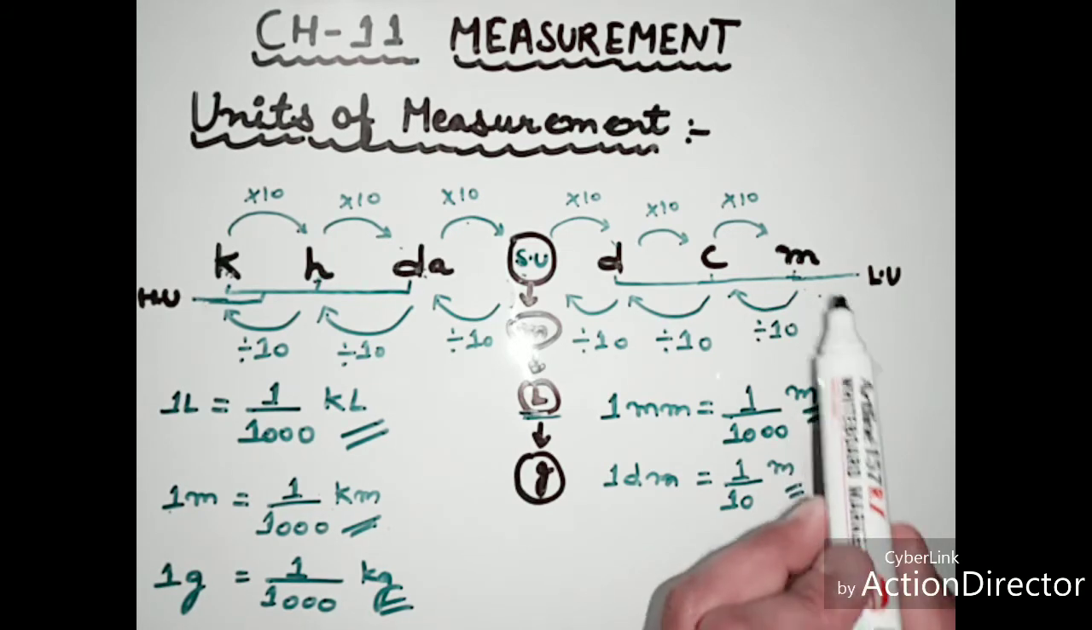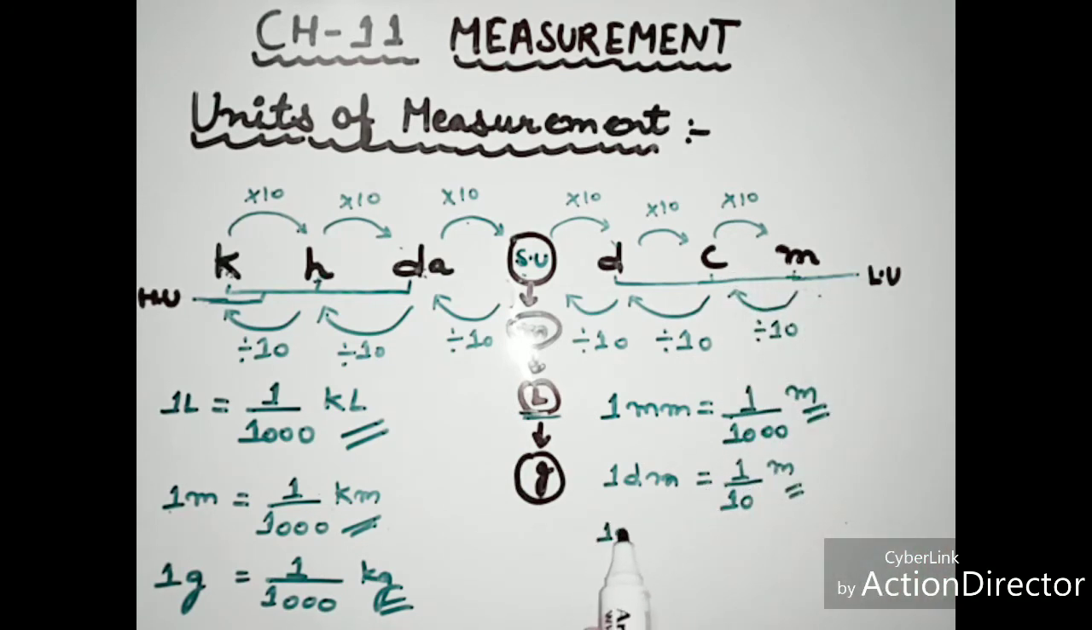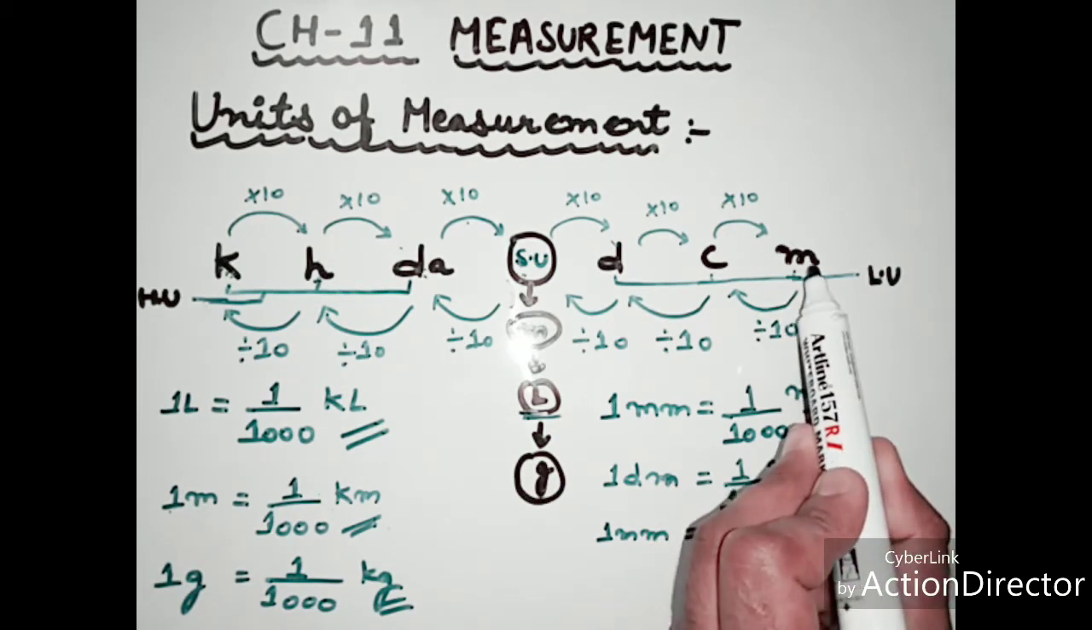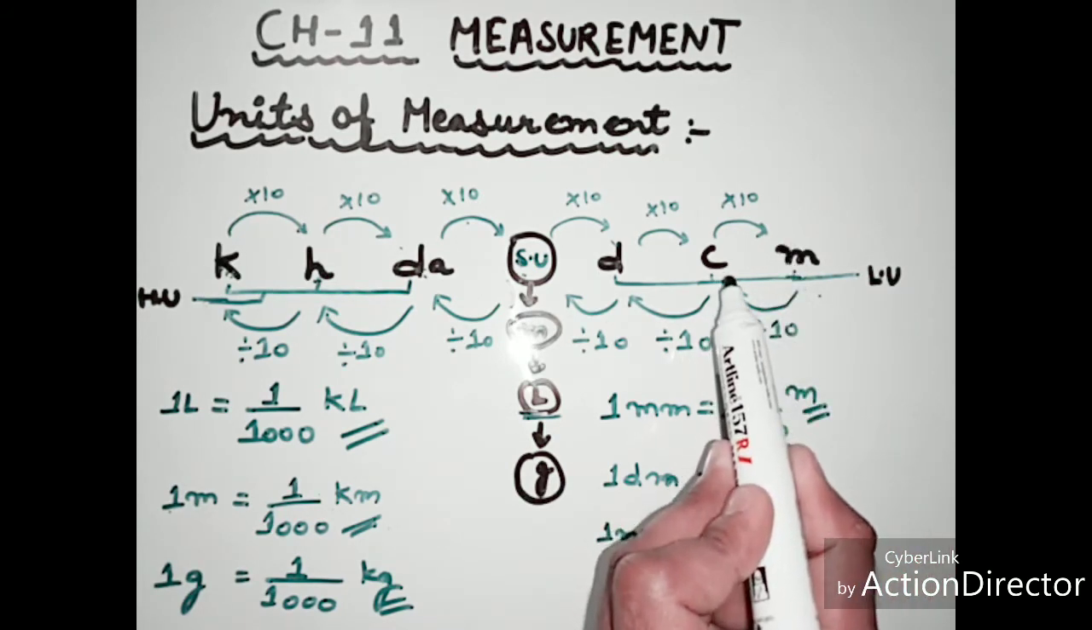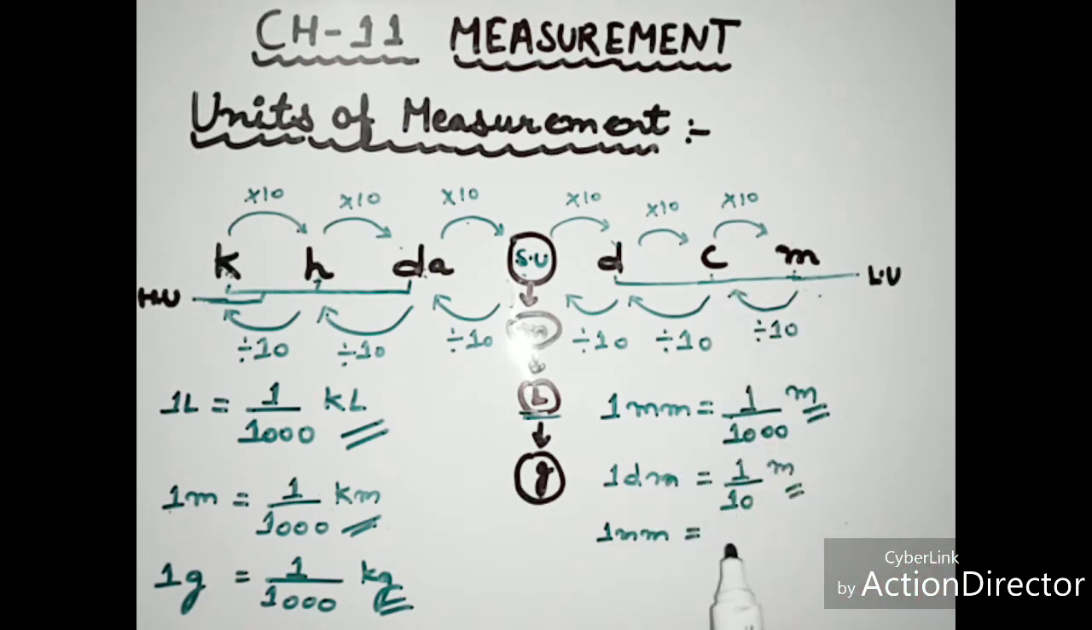And how many centimeter in 1 millimeter? So 1 millimeter equal to 1 upon 10, because we move only one place. So 1 millimeter equal to 1 upon 10 centimeter. And in the same way, we change the other unit also by using this table.